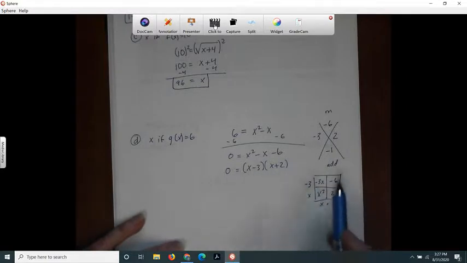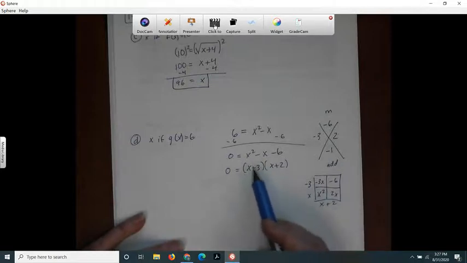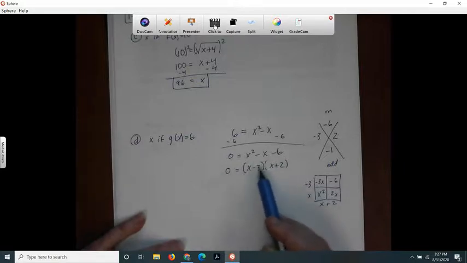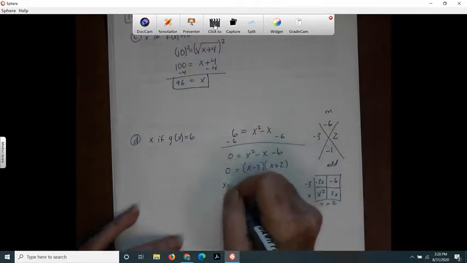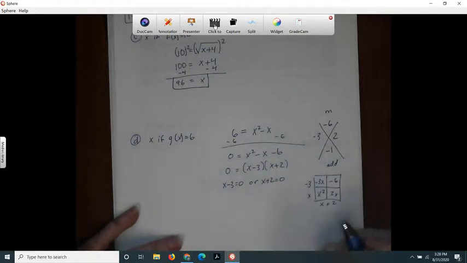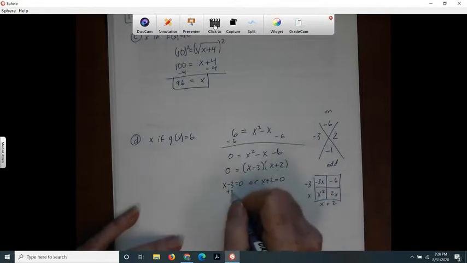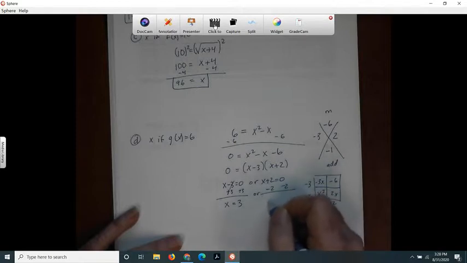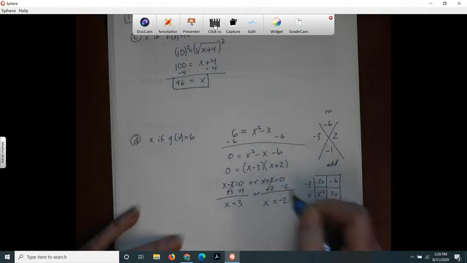But now I'm using the zero product property, because I have something times something else, and the answer is zero. So that means either this something equals zero, or maybe this something equals zero, or maybe they both equal zero. So we just go. Okay, so if I add 3 to both sides, those cancel out. There's my two answers.